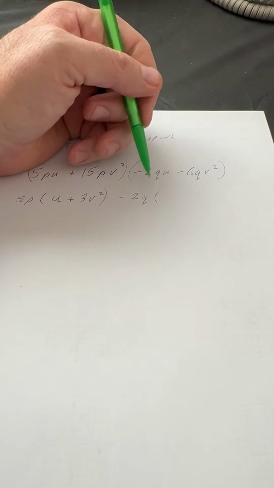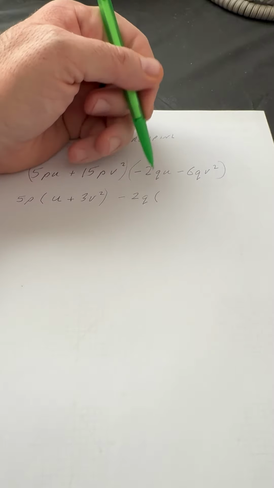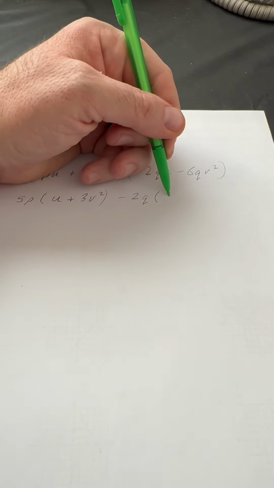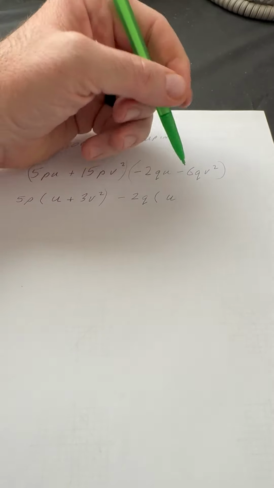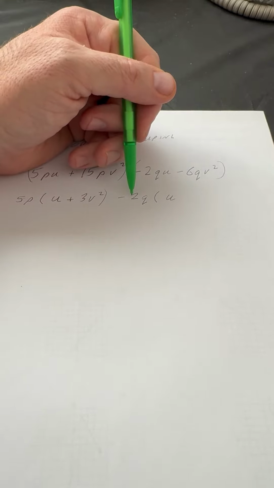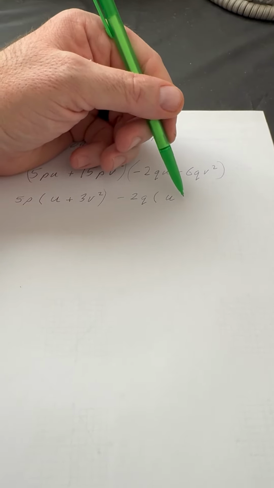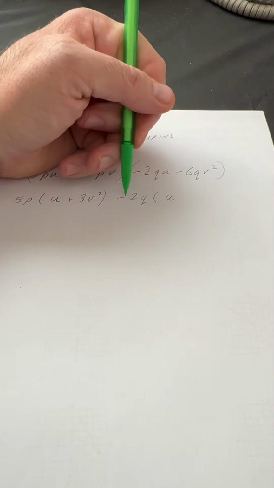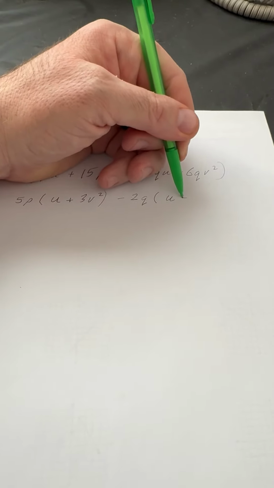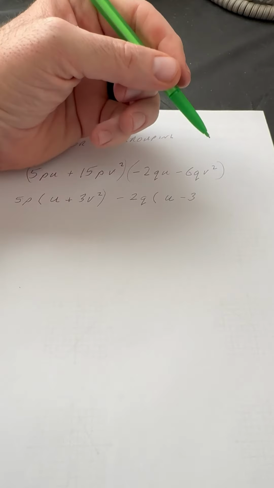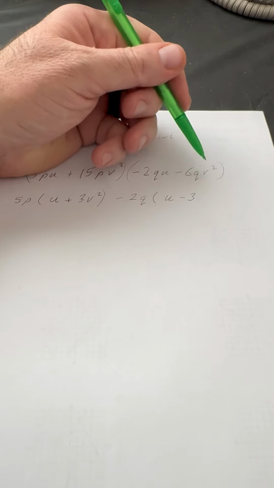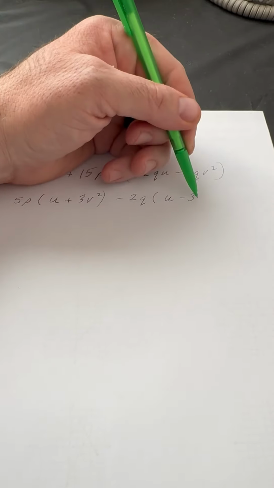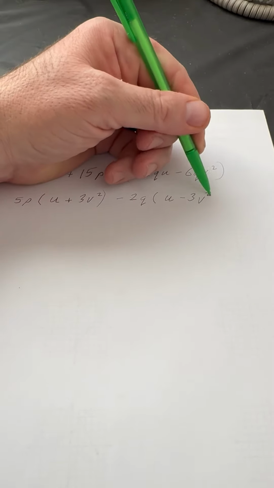inside the parens. So what times negative 2q is going to give us negative 2qu? Well, that's going to be a u. And a negative. So now we need to get negative 6qv squared. Negative 2 will go into negative 6 3 times. We already have the q, so the only thing we have is the v squared. So v squared, and that'll give us this phrase.